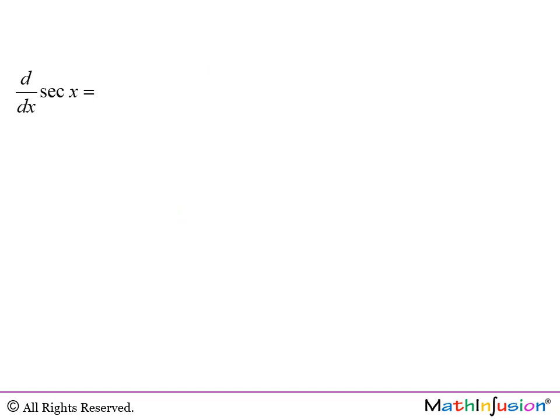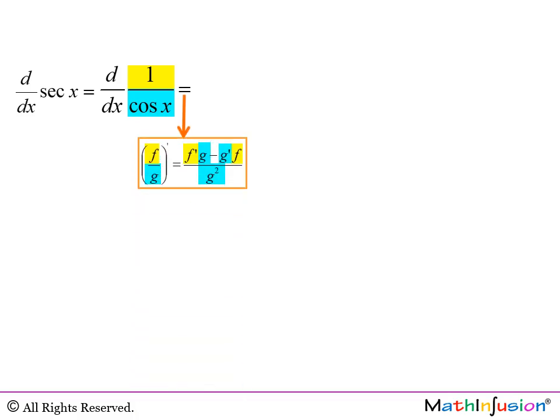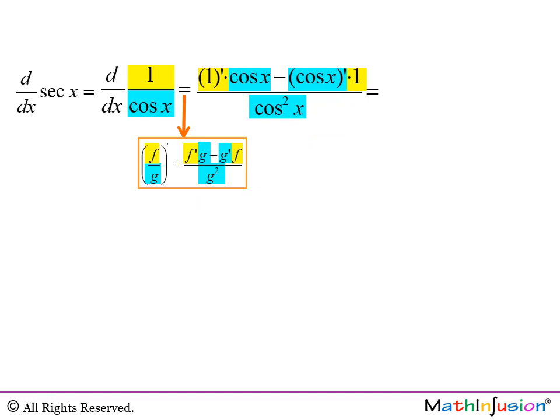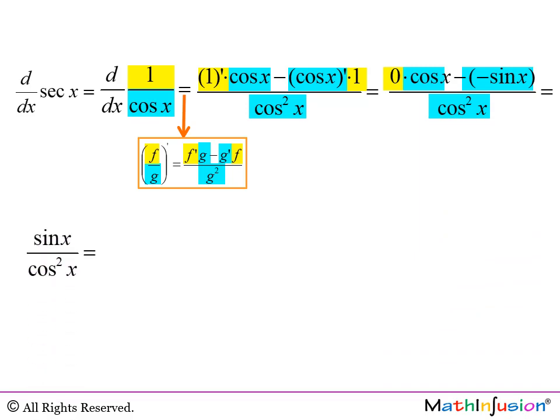D dx of secant x: we are going to write secant x as 1 over cosine x, and as usual we are going to apply the quotient rule. Be careful! The derivative of 1 is 0, so we get that. Which is this. It is customary to actually write that.